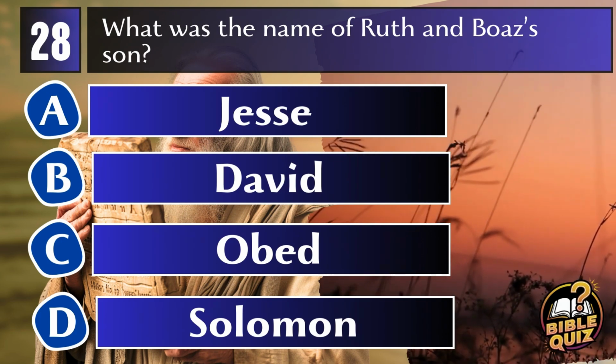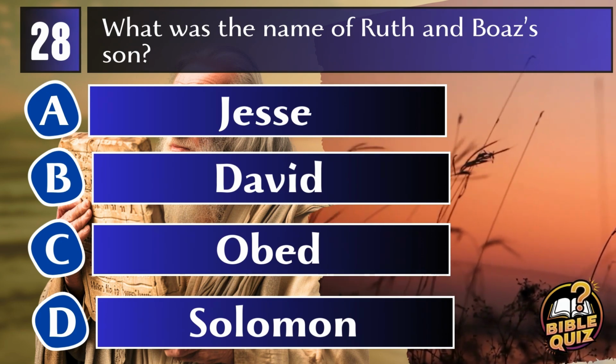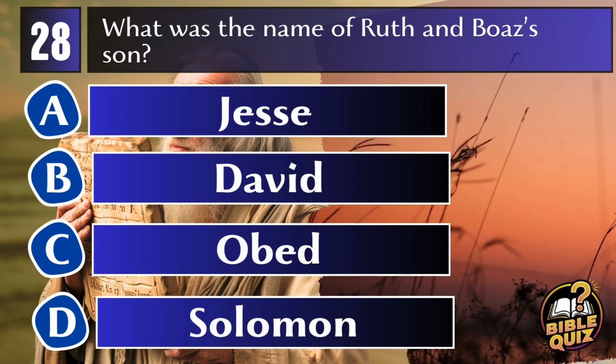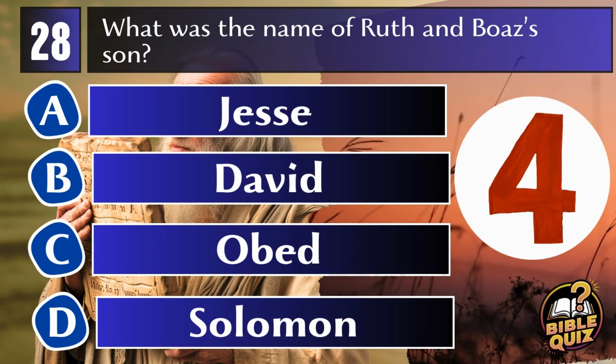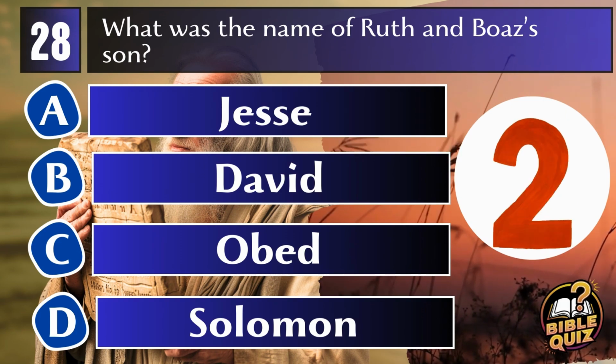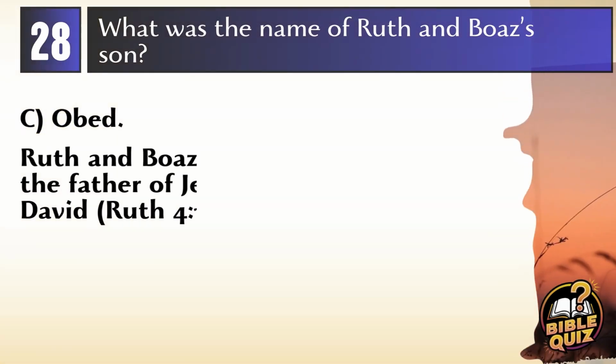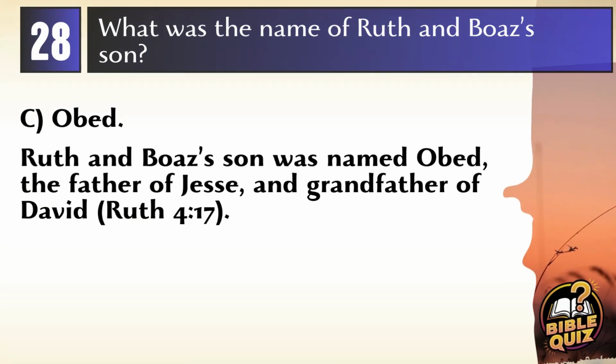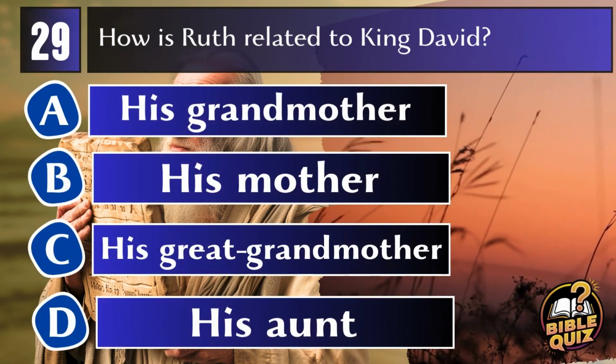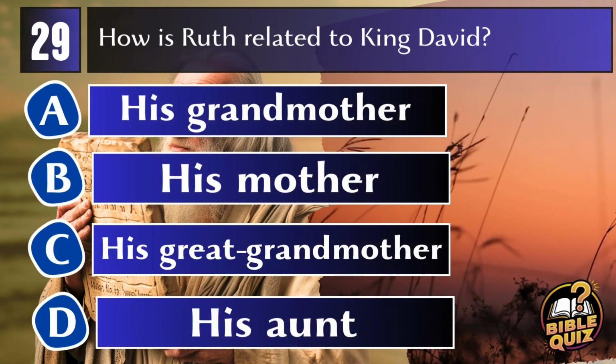A. Jesse. B. David. C. Obed. D. Solomon. Answer. C. Obed. Ruth and Boaz's son was named Obed. He became the father of Jesse, who was the father of David, linking Ruth directly to the Davidic lineage. Ruth 4:17. Question 29. How was Ruth related to King David?